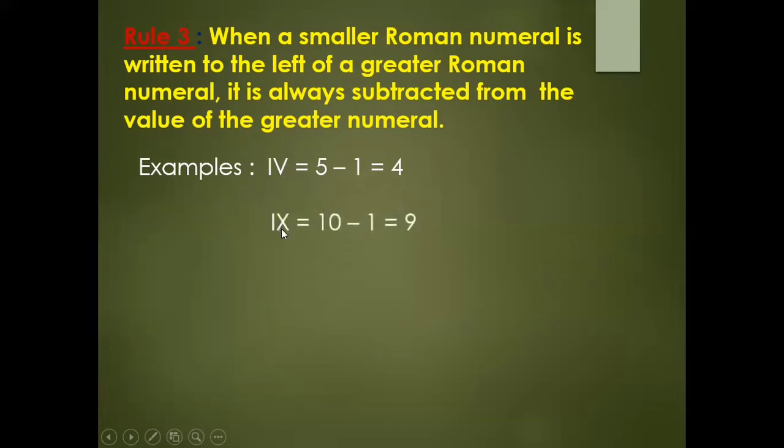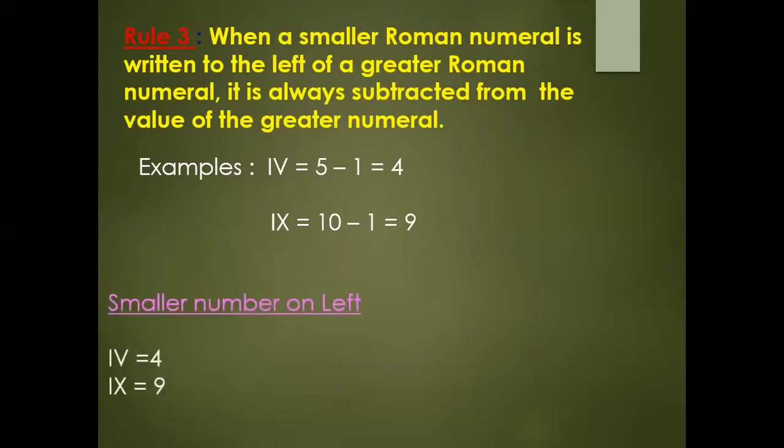IX. So I is smaller than this X, that means it has to be subtracted from X. So X minus I, that is 10 minus 1, will become 9. So if the smaller one is coming on the left hand side, we'll be subtracting. That is, IV is the example, that is 4. IX is the example, that is 9.